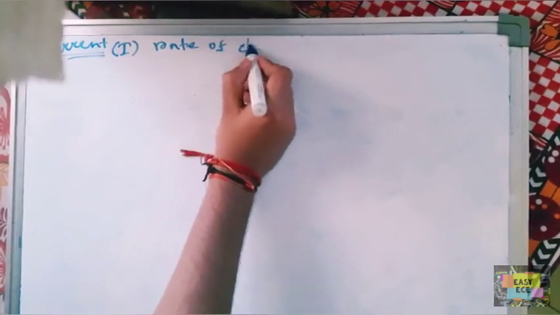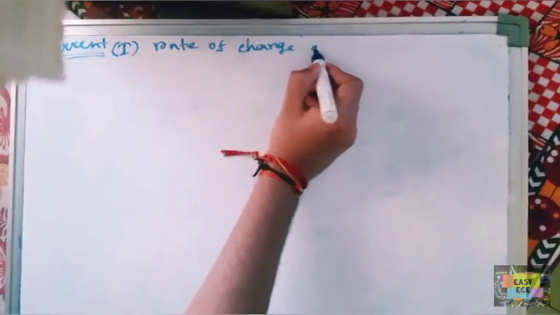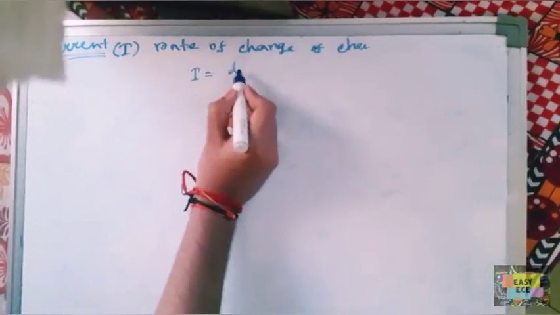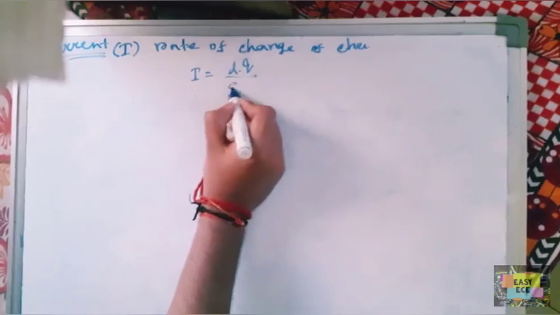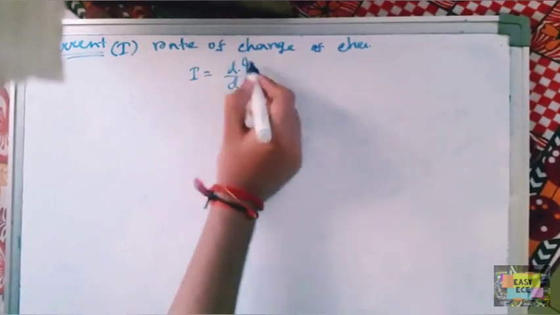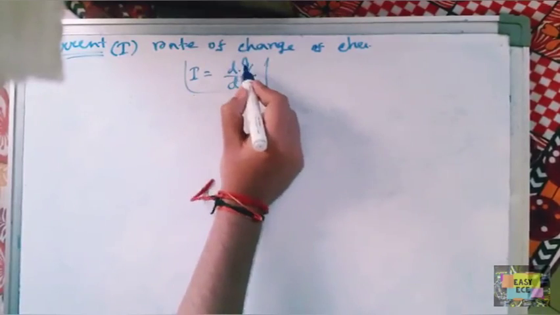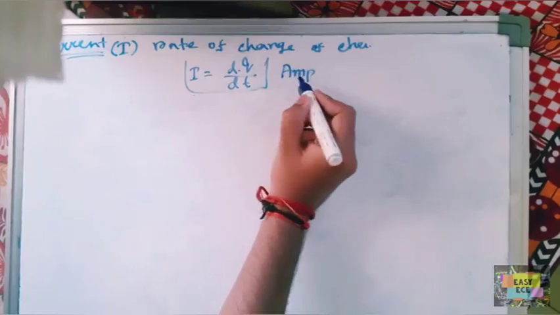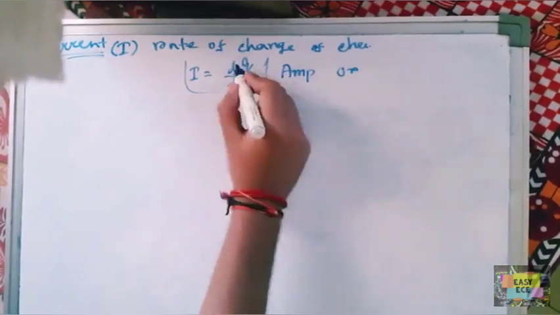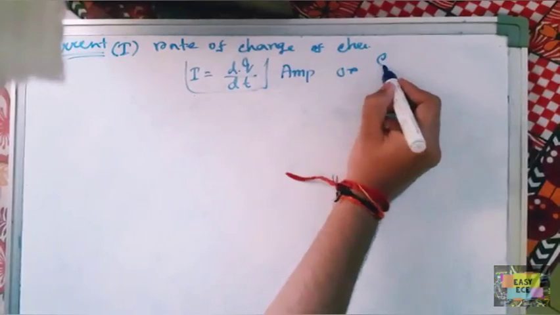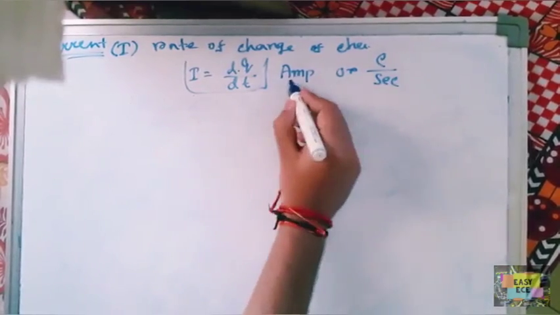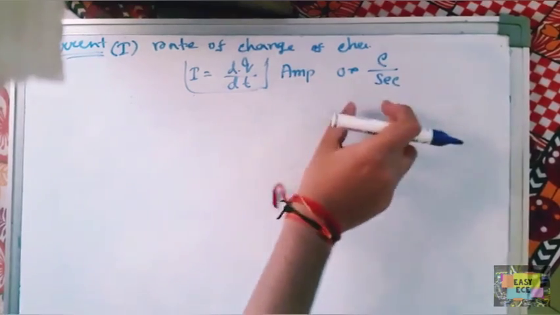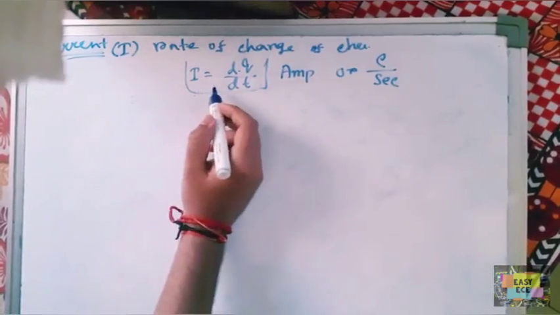Rate of change of charge, that is I equals dq/dt, the differentiation of q with respect to time t. So that is the rate of change of charge. The unit of current is ampere, or coulomb divided by second. So ampere equals coulomb per second.